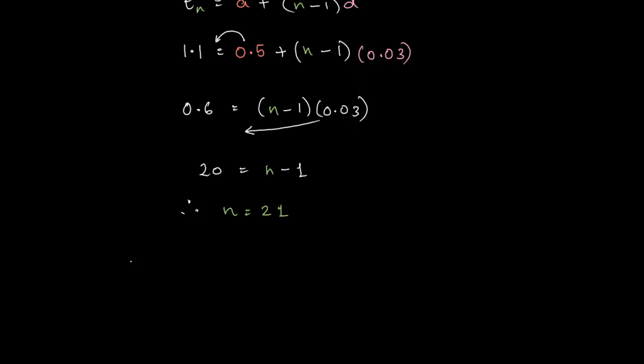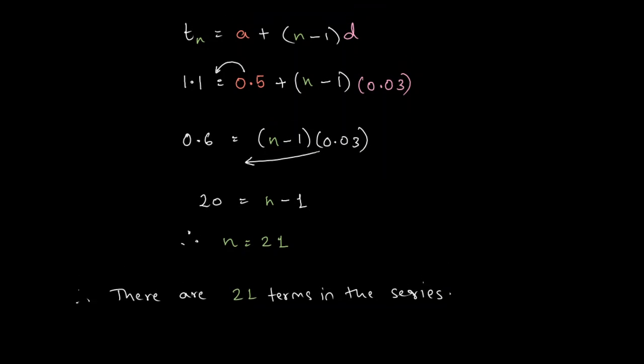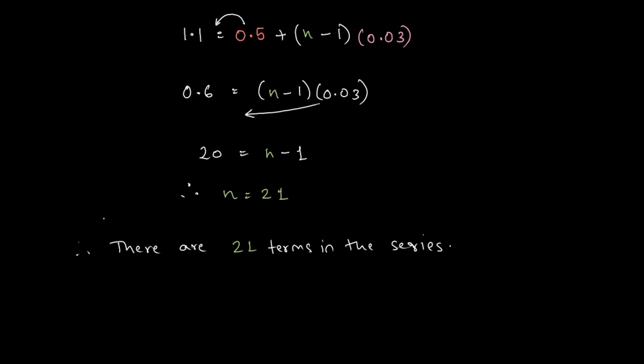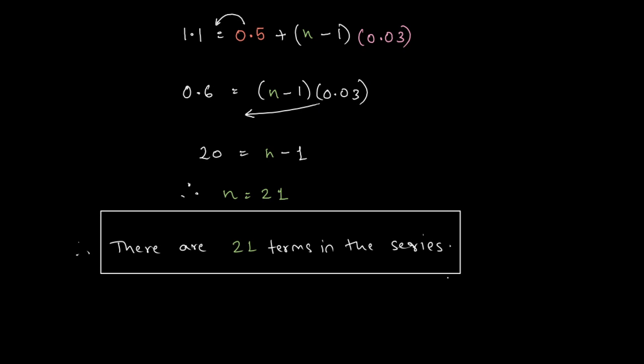So the question was, how many terms are there in the series? There are 21 terms in the series. We found that the value of n is 21, so the 21st term of the series is the last one, which is 1.1. That means there are 21 terms in the series. This is our final answer.